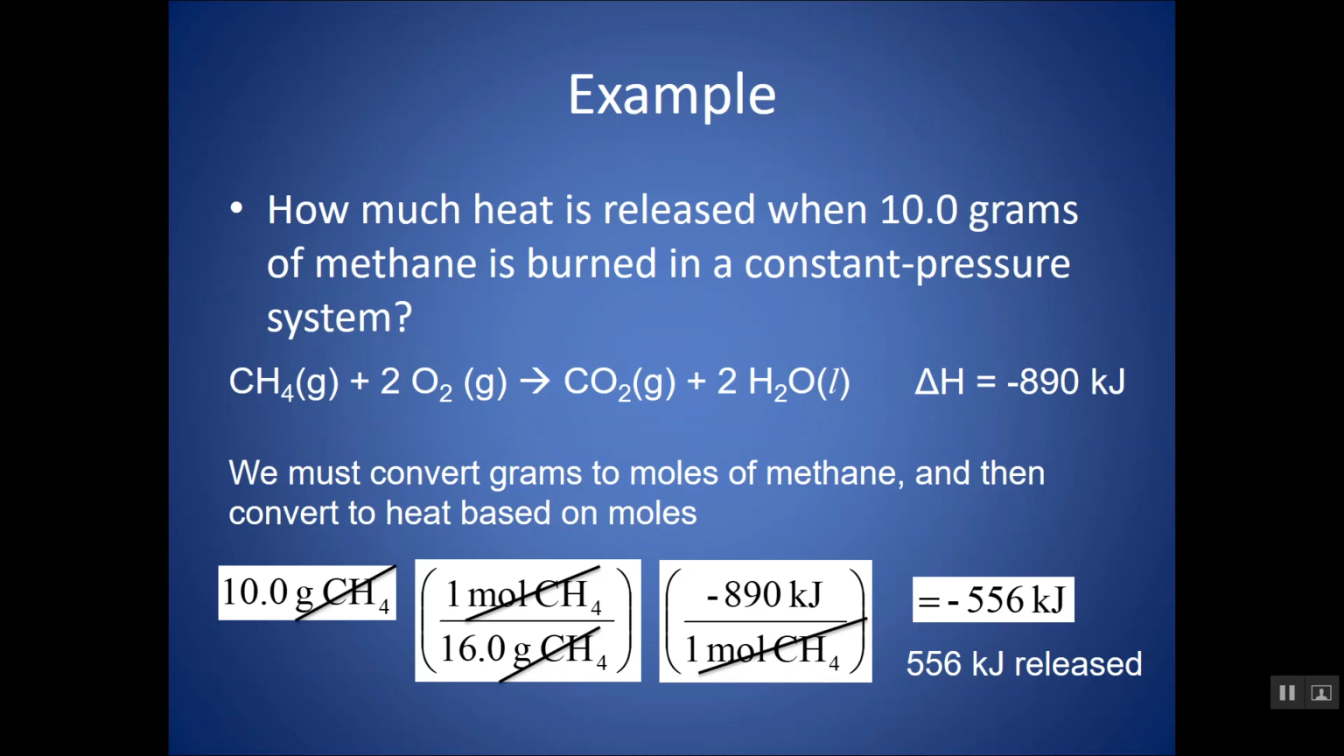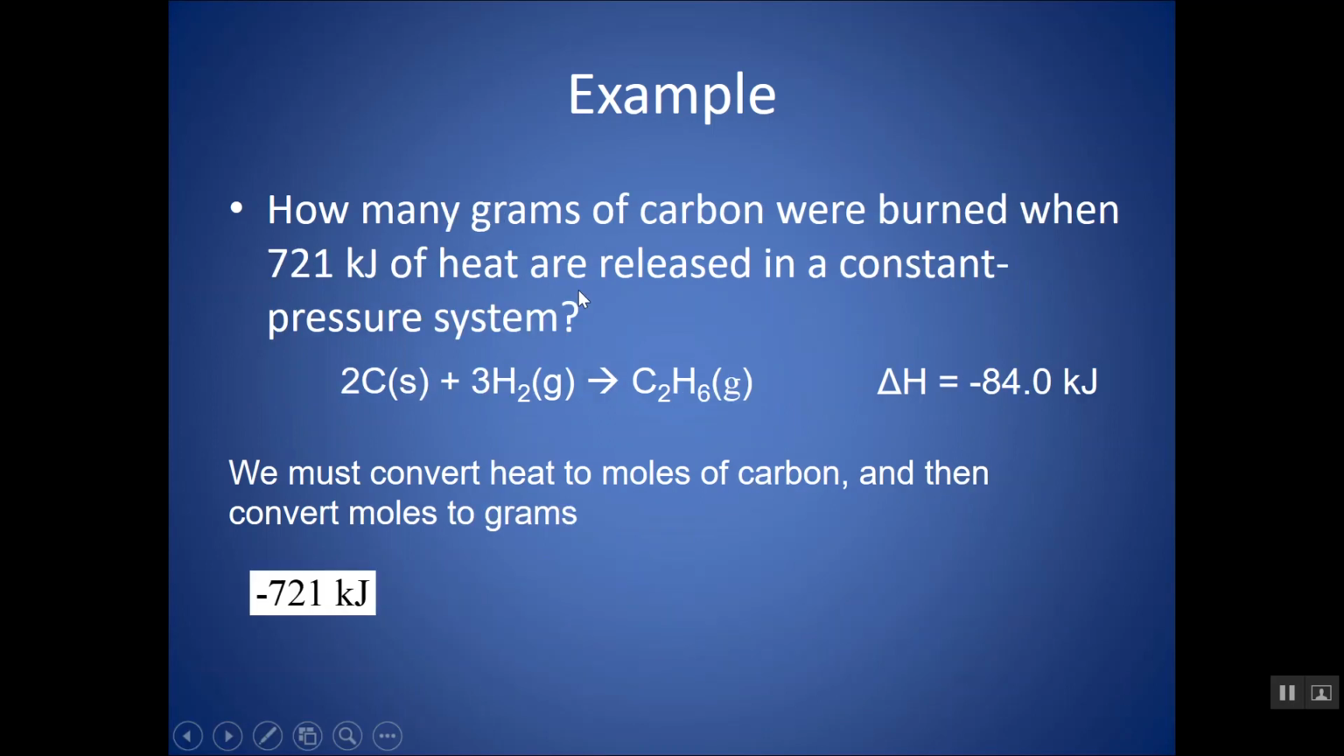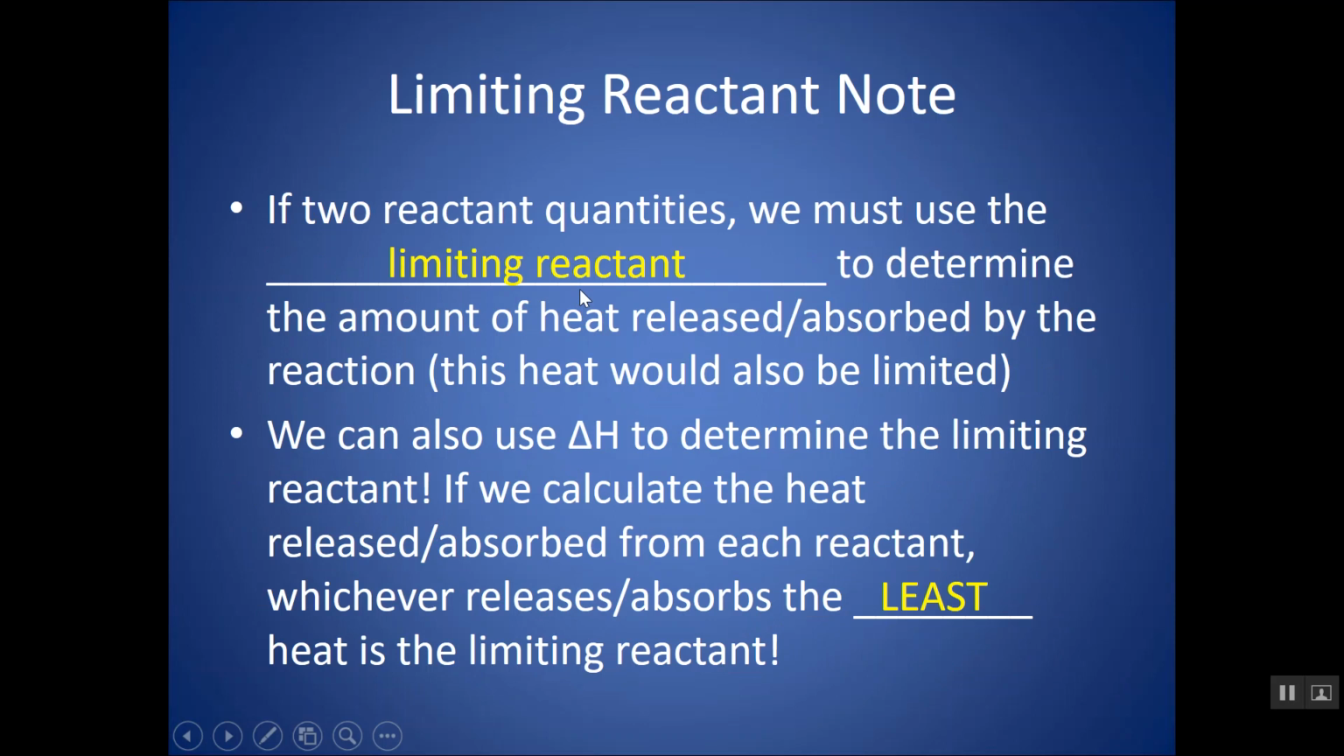Well, if I give you the amounts of all the reactants there, then it's a limiting reactant problem. And the delta H is going to be based off of the limiting reactant. It's not only going to limit how much product you can make, but it's going to end up limiting how much heat can be absorbed or released as well. So here's a little note. If two or more reactant quantities are given, we must use the limiting reactant to determine the amount of heat released or absorbed by the reaction, because the heat would also be limited.